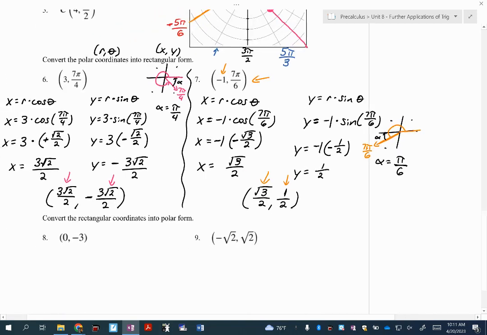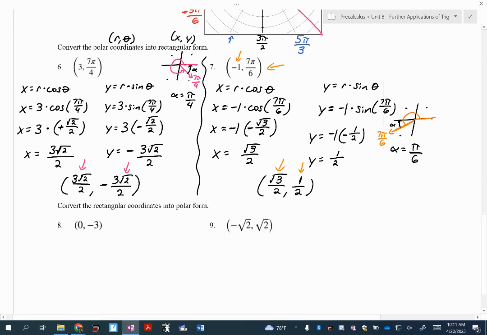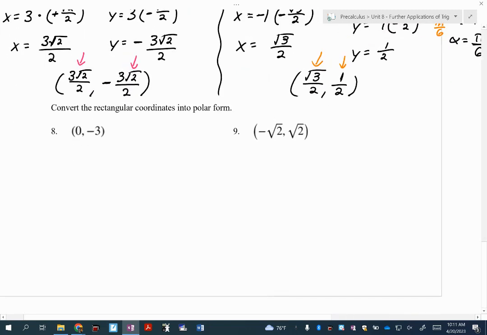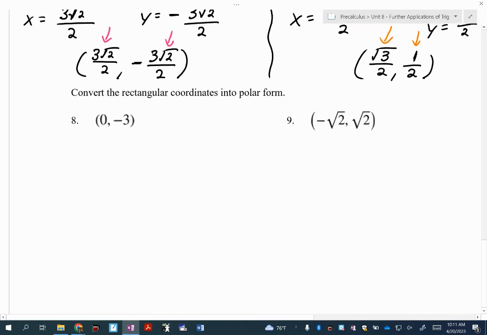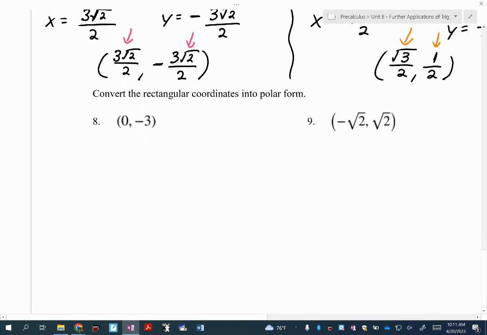Again, you don't have to do that, but I'm just trying to show you how these are related. All right, the last two. So going the other way, now we're given the rectangular coordinates, and we want to plot them or find them in polar form. So again, I always just do a quick little sketch.